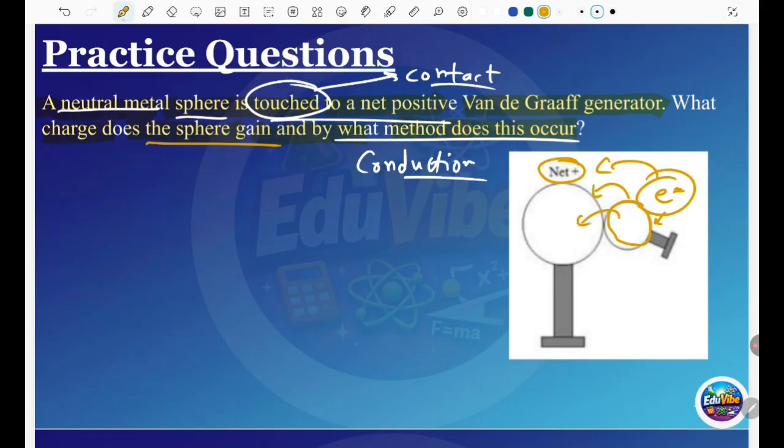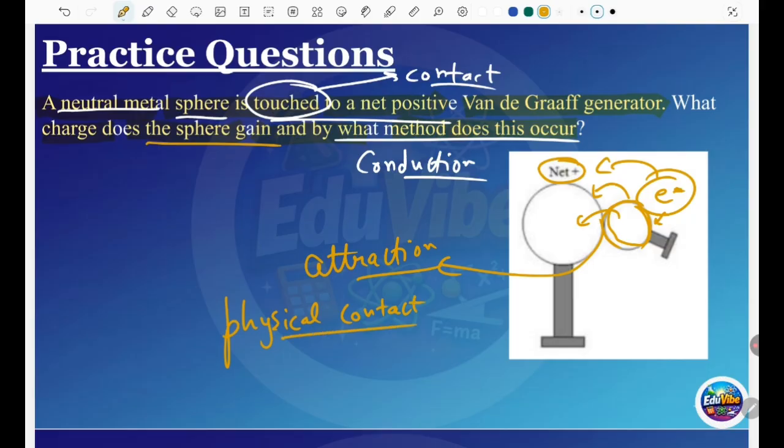so the negative and the positive attract. So they do attraction, giving the sphere a net positive charge. So this means that the sphere gets a net positive charge in that case, as this was physical contact. So this all has to be in one short answer, and you also have to mention which method it is: conduction. Yes, it occurs through conduction. So that's how the theory question related to conduction and induction works.